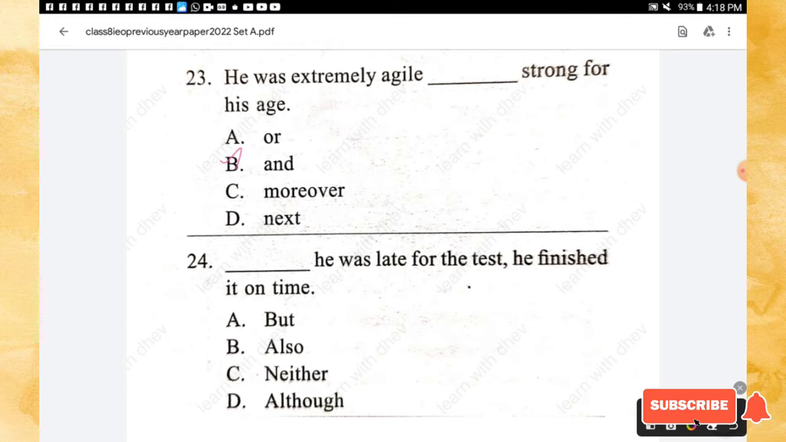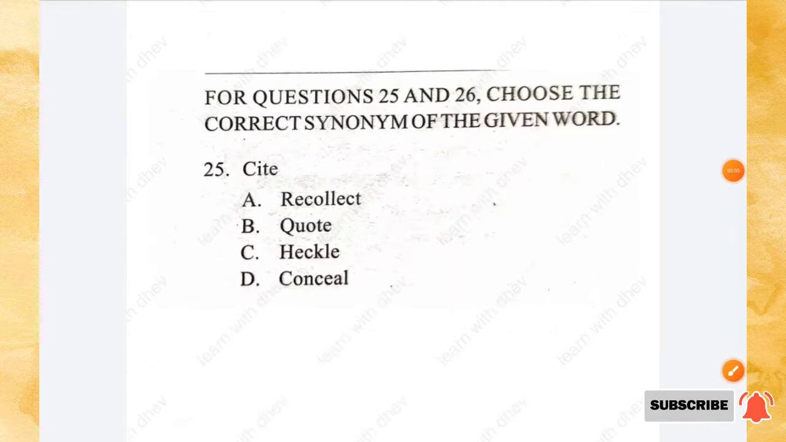Question number 24. To be filled up: "...he was late for the test, he finished it on time." Options are: but, also, neither, although. The right answer is: although he was late for the test, he finished it on time. So option D is the right answer.